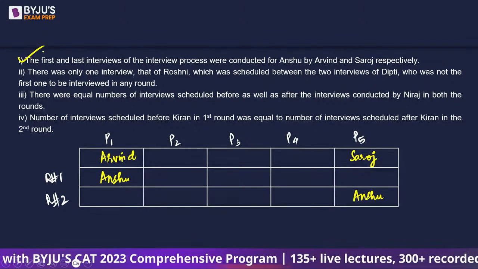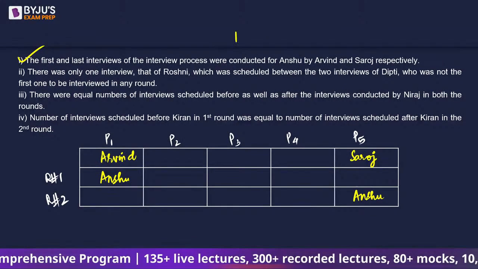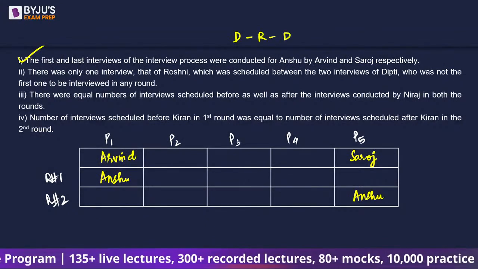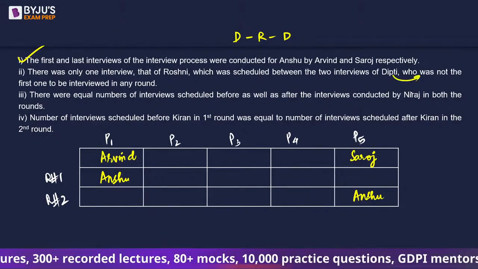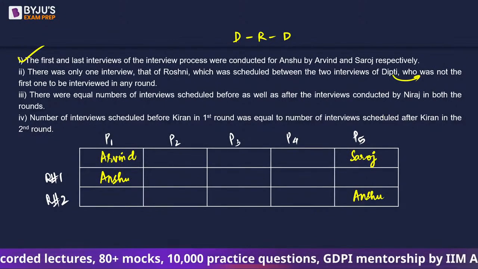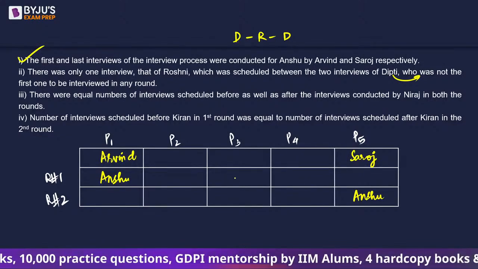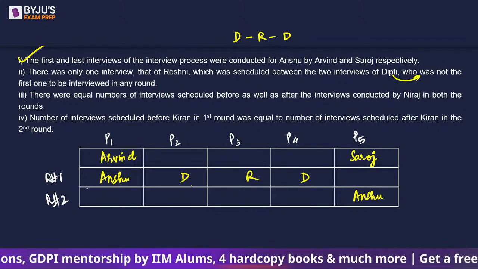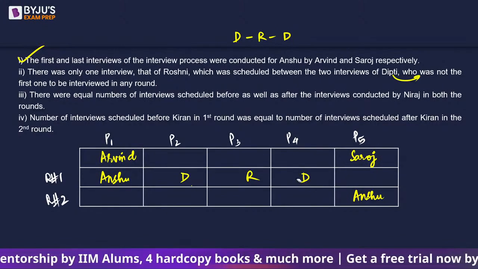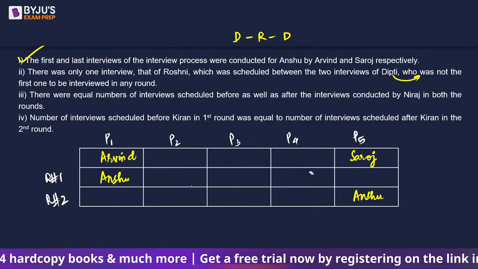There was only one interview, that of Roshni, which was scheduled between the 2 interviews of Dipti. So it is Dipti, Roshni, Dipti, who was not the first one. So Dipti was not the first one to be interviewed in any round. So देखो, we can't have DRD. Dipti के 2 interviews in the same round नहीं हो सकते. That means one of the Ds is supposed to be in the second round.